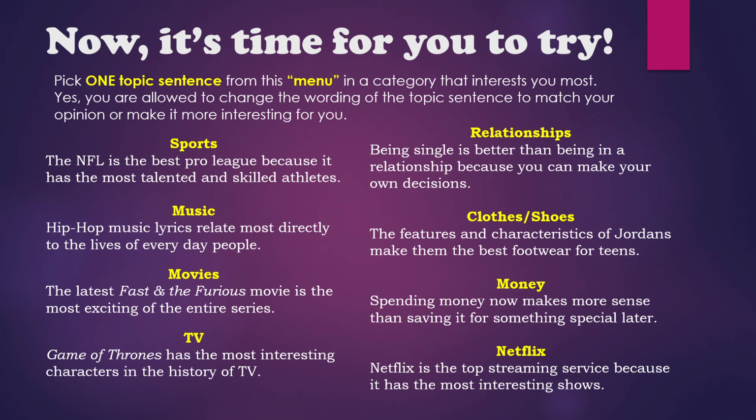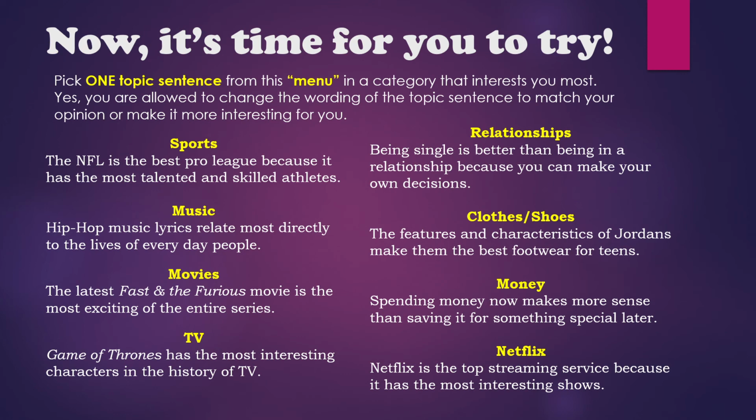So you can quickly find something of interest to you is why we give you those topic categories. Underneath that is the actual topic sentence, the thing you will be arguing for in your paragraph. For example, under clothes and shoes, the topic sentence says, the features and characteristics of Jordans make them the best footwear for teens. That's the opinion I'm working with, so that's what I've got to write about.